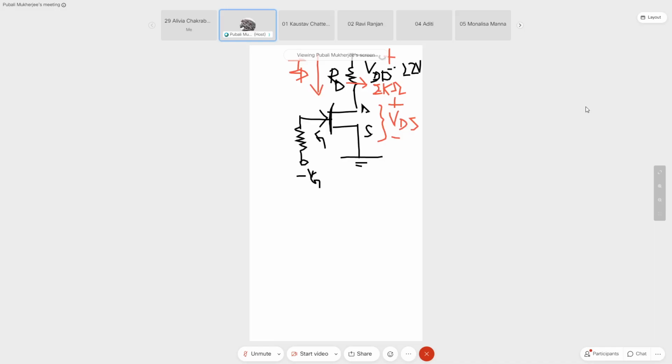You see that the source terminal is grounded. Gate is biased via the resistor RG. This is the gate, and this is the resistor RG. Gate is biased via the resistor RG to the negative voltage minus VG, and the drain terminal is supplied by voltage plus VDD, which we are taking as 22 volts in this case. So the DC load line for this circuit should be drawn on the output characteristic curve.